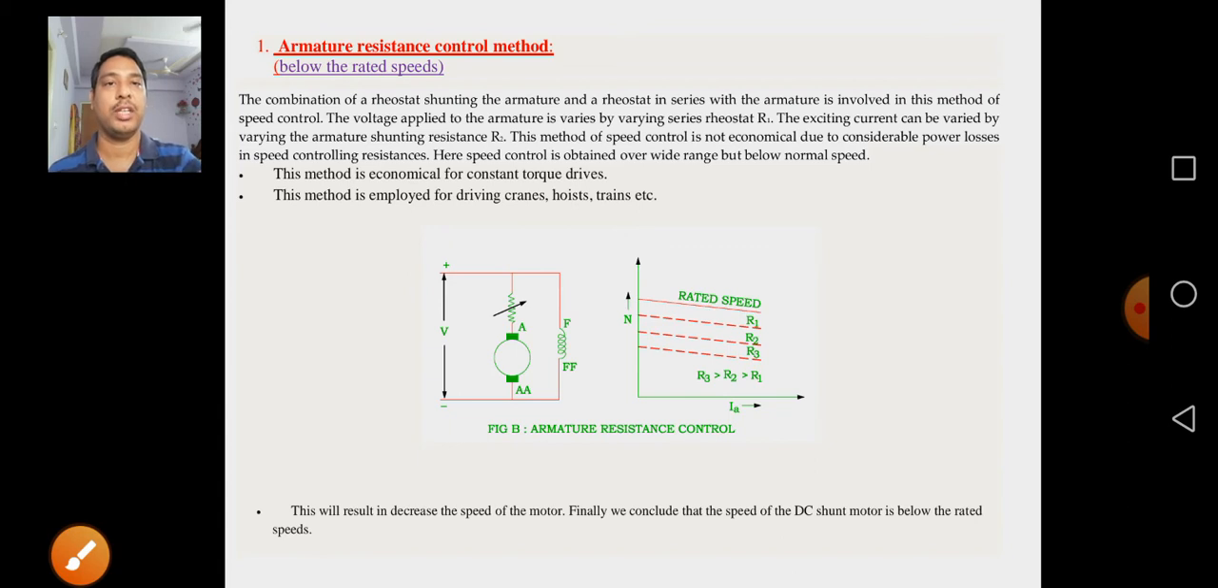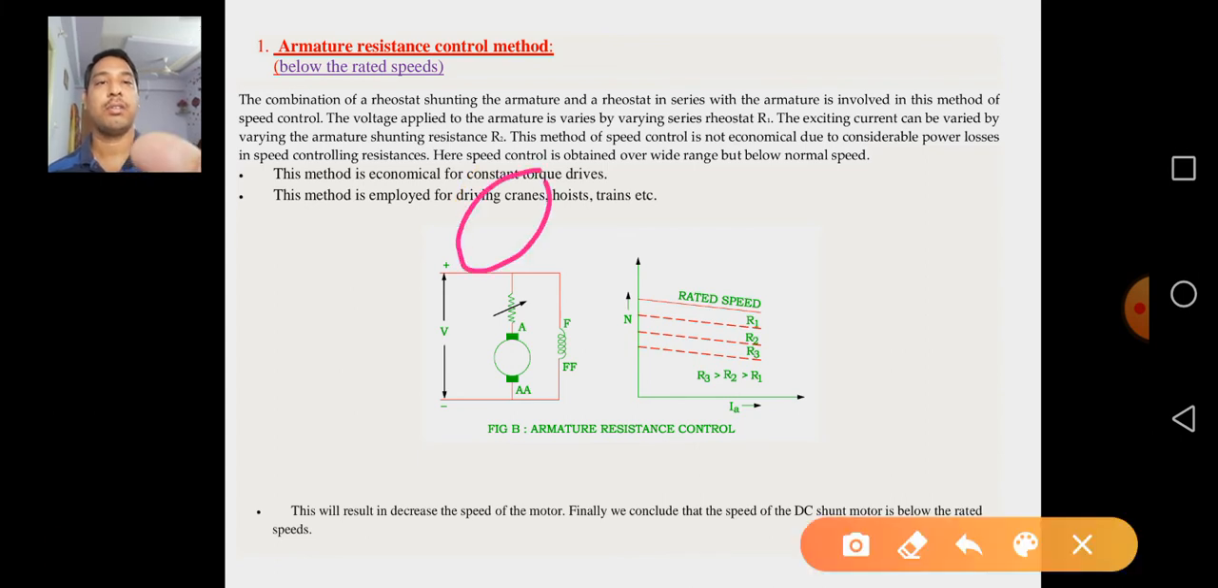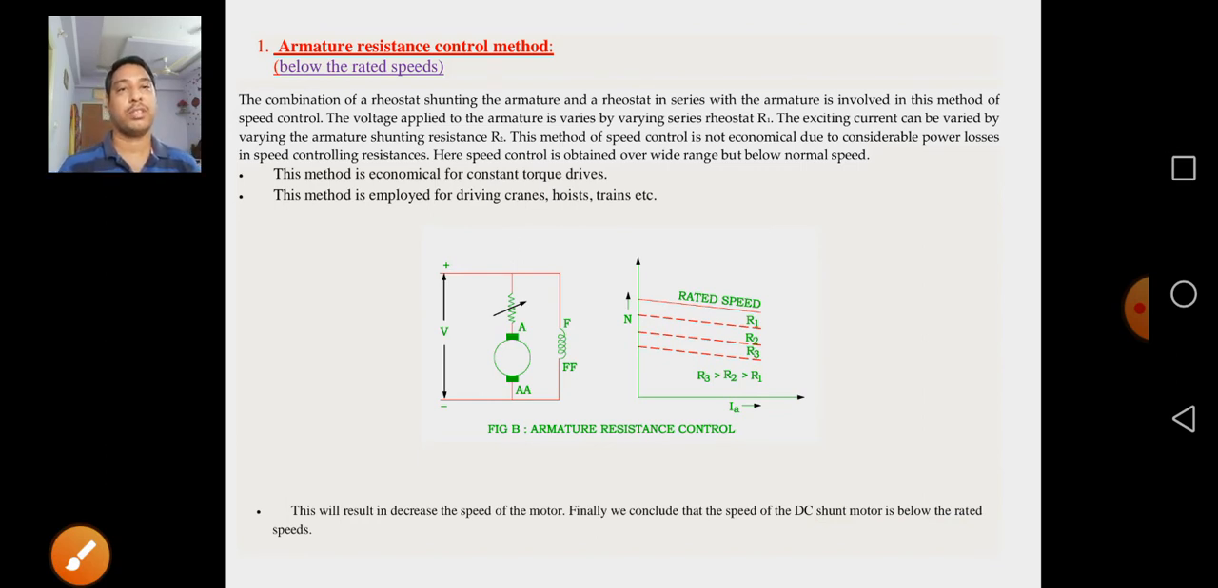So that's what we have seen. This is the method which is employed especially for driving cranes. That is the example for series motors, such as cranes, trains, etc. All of these use series motors. So we can control the speed in shunt motors as well as in series motors. The examples I have shown here, cranes, trains, etc., are examples for speed control of series motors, and similarly we can do it for shunt motors also.